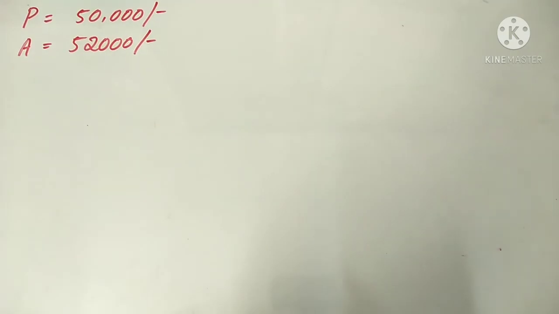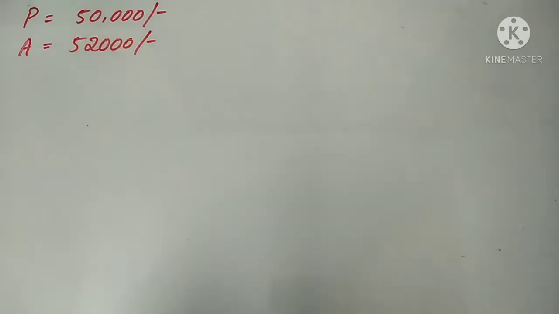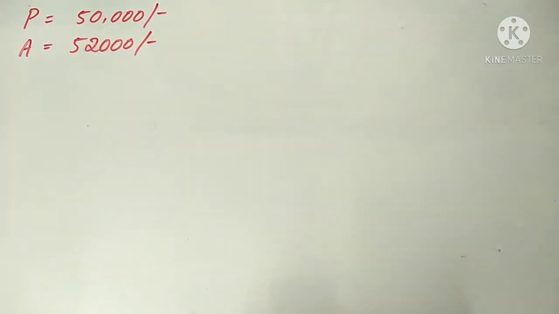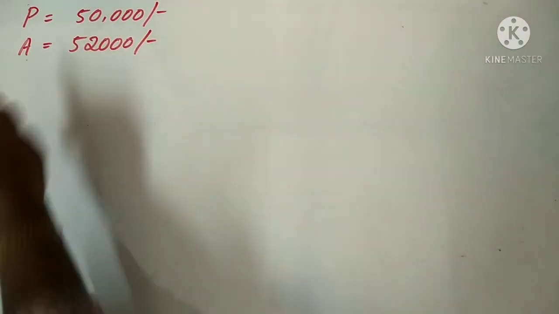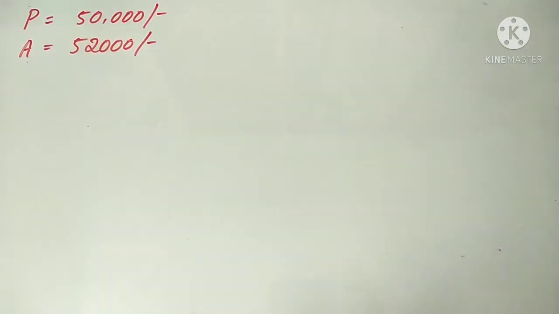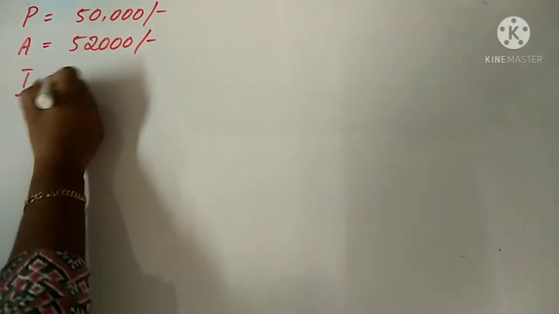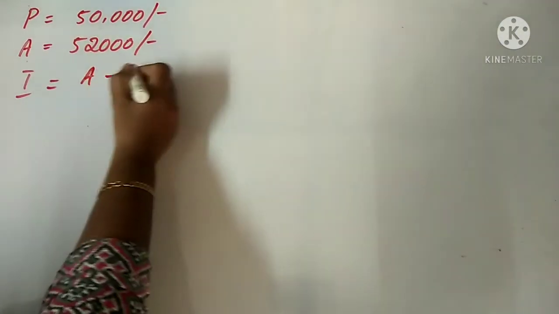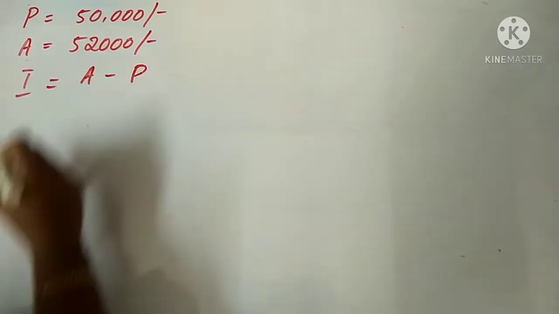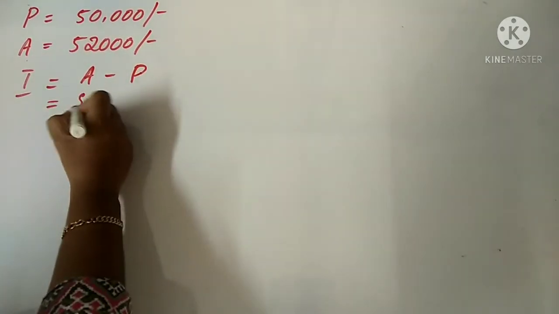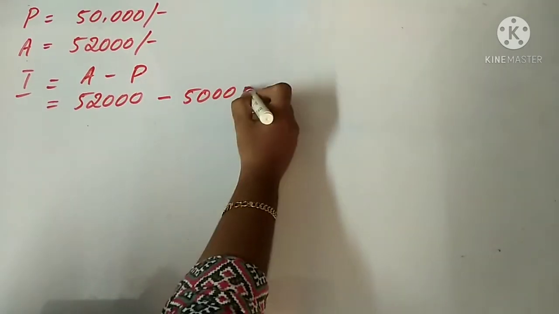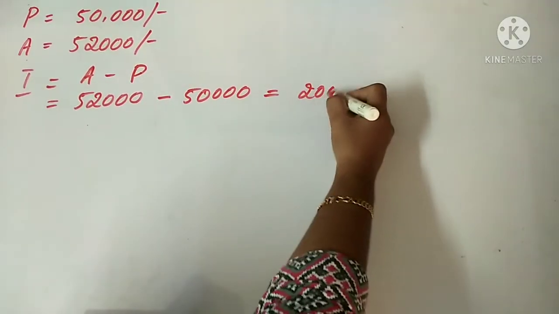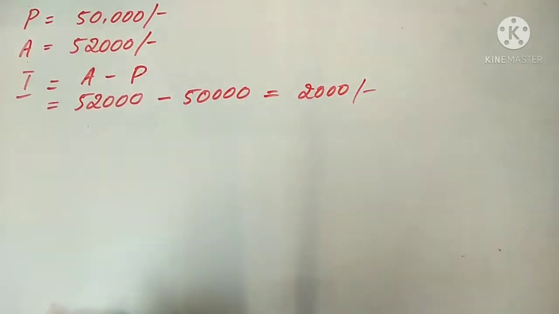According to the question, the loan amount is rupees 50,000. So the principal amount is 50,000. After 1 year, he has to pay back rupees 52,000, so that is the amount after 1 year. We have to find the interest. To find the interest, we use the formula A minus P, amount minus principal amount. That is equal to 52,000 minus 50,000, which is 2,000 rupees. So 2,000 rupees is the interest.